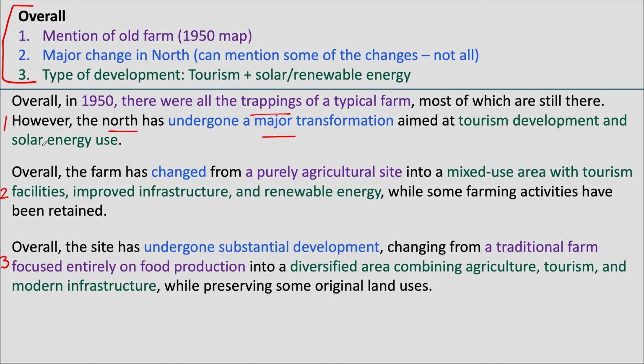The second version gives the same information, but it uses slightly stronger vocabulary, such as mixed use area and infrastructure. The third version is more advanced. It uses longer sentences and more formal vocabulary, but the main idea is still the same. Remember, you don't need the most advanced version. A clear overview that reflects your plan is enough.